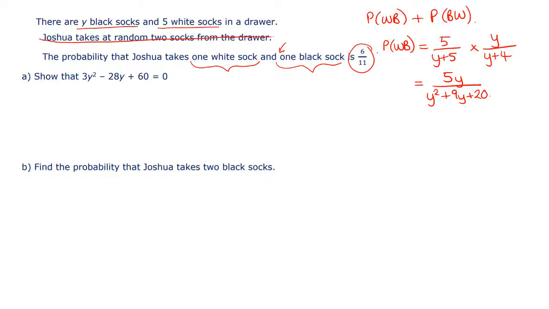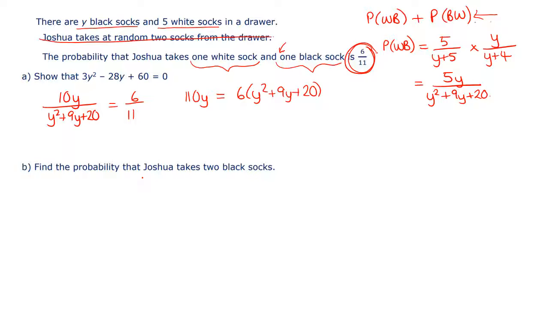And then you can work this out for yourself, but you would see that this probability here of a black and then a white would work out exactly the same. So when I add them together, I'm going to get 10y over y squared plus 9y plus 20. And I'm told that that's equal to 6 over 11. And then I can just cross multiply like you usually do with these ones. So I've got 110y equals 6 lots of that denominator.